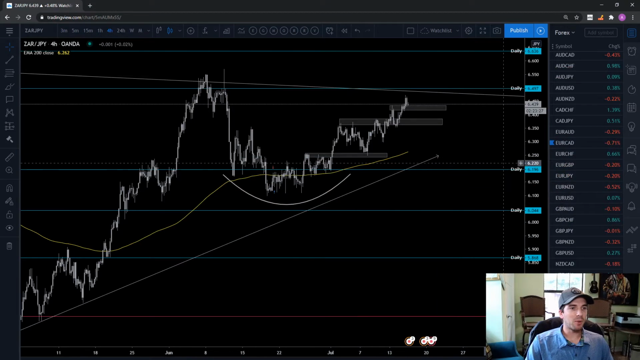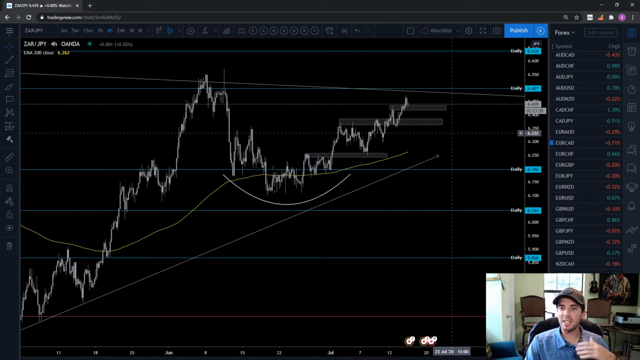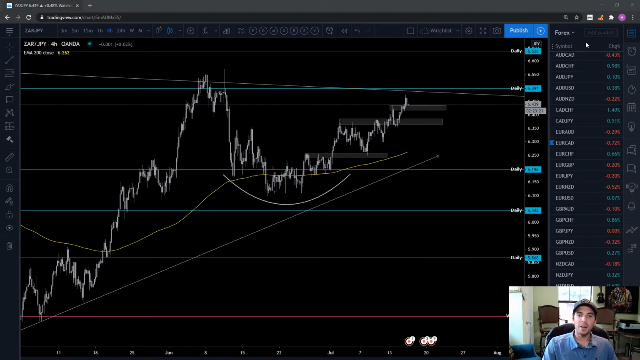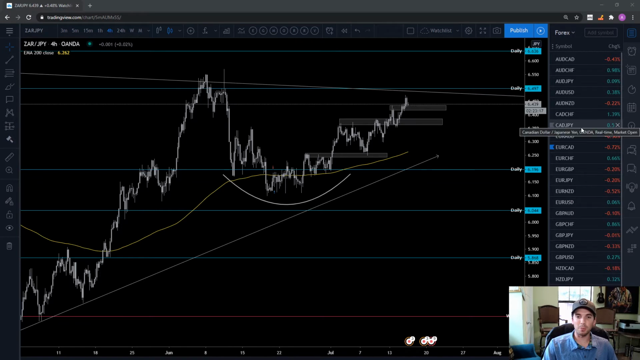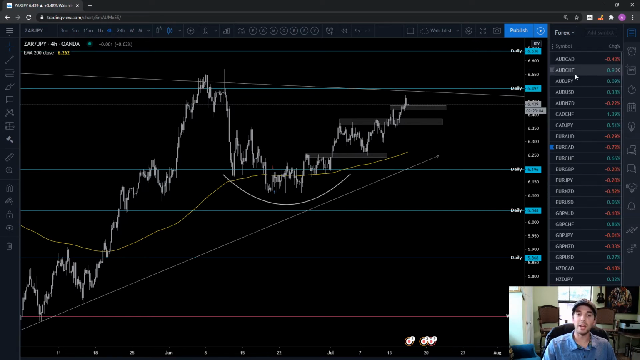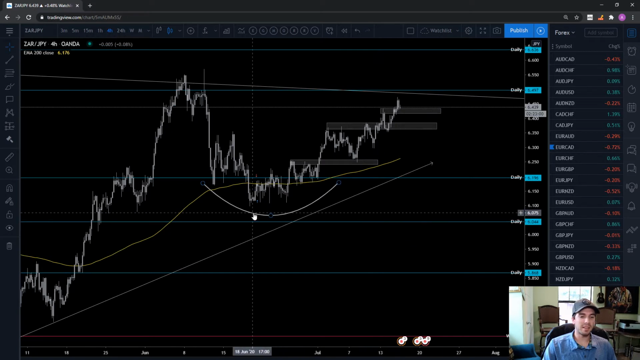Backing out here, and now we are on ZAR JPY. I know my face is in the way, but you can see I've got all these different pairs on my watch list, and I scan through them every day. I've got Coinbase pairs because I trade through Coinbase since I'm in the US. It's just easier. And then I've got stock pairs, indexes, whatever, but I primarily trade Forex. ZAR JPY has presented some great setups. I think it bottomed out here, on the 18th.